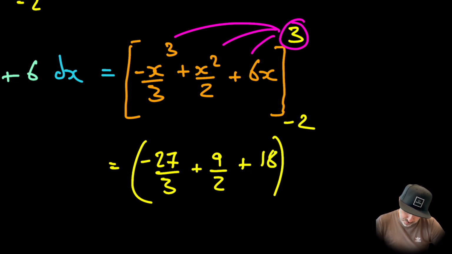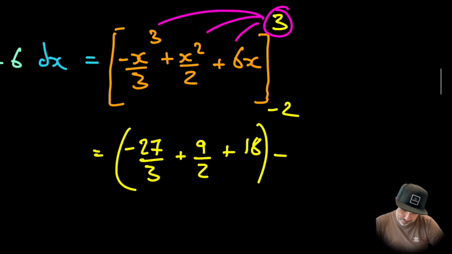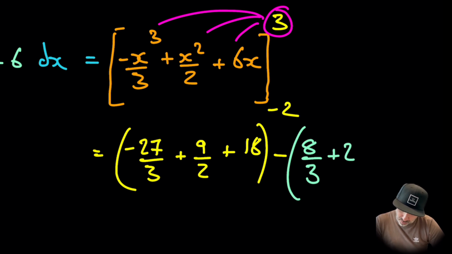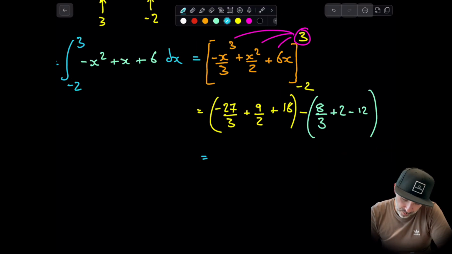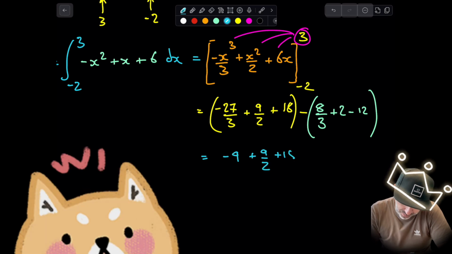And now we have subtract, and now we've got to plug -2 into all this. So -2 cubed is -8, but then it's times minus, so that's going to be 8 over 3. And then we've got -2 squared, which is 4. 4 divided by 2 is 2, so that's plus 2. And -12, right? Okay, and I'll just go ahead and tidy all this up for you. So -27 over 3.